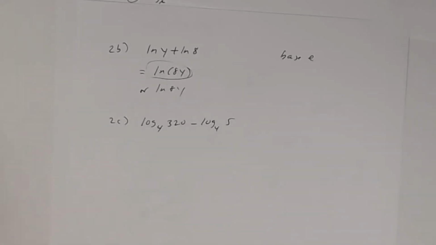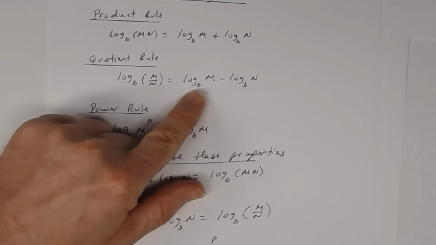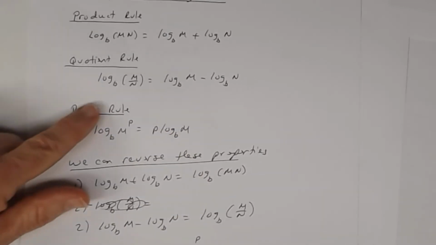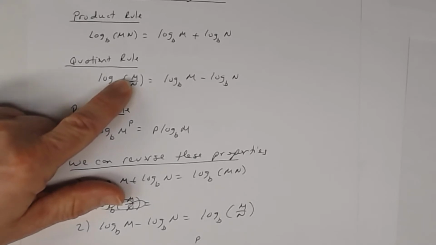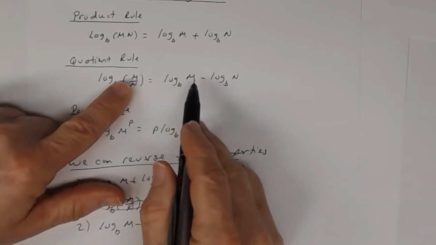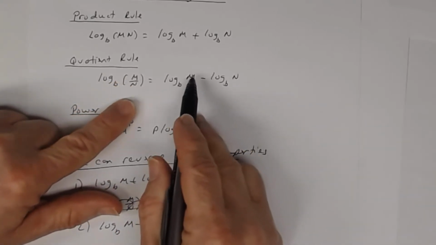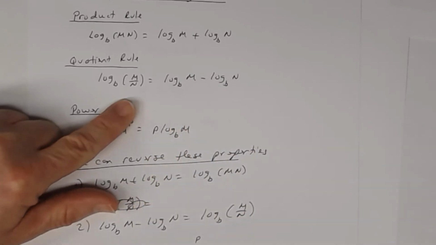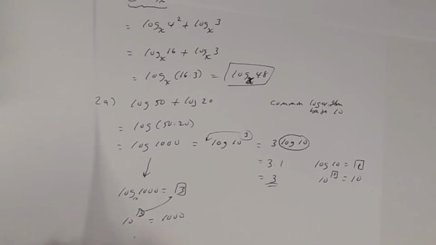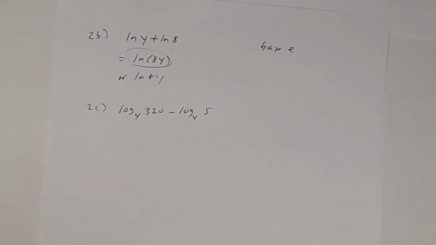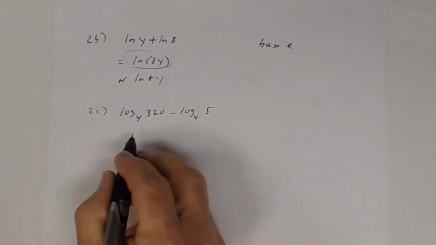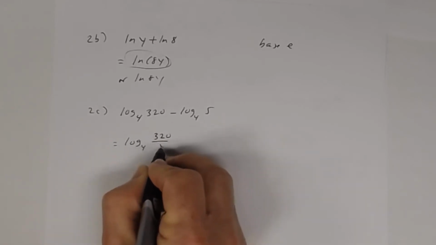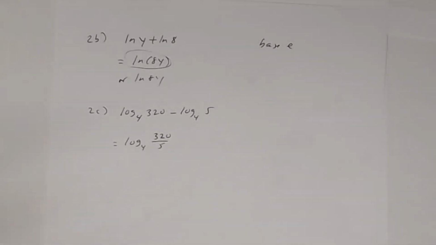So right away I can use the quotient rule, for the difference of two logarithms. So you just write it as a quotient, m divided by n. The order matters, so this must be put in the numerator, this must be in the denominator. So now what I'm going to have is this. Then this becomes log base 4 of 320 divided by 5. So that's what that is.